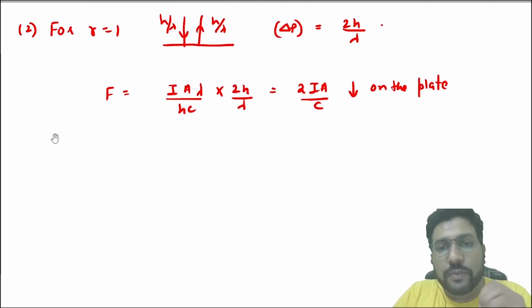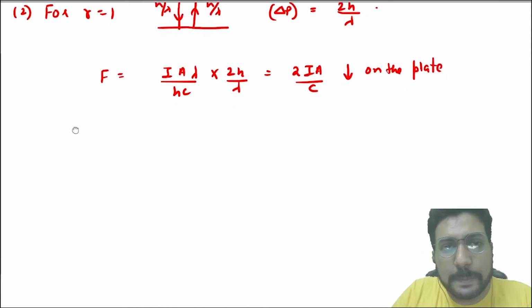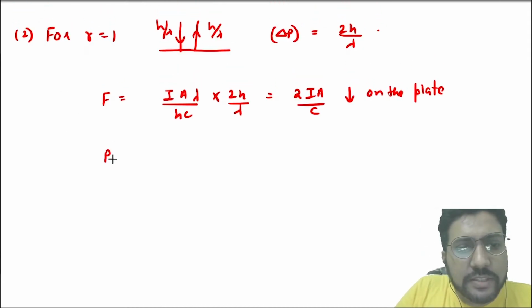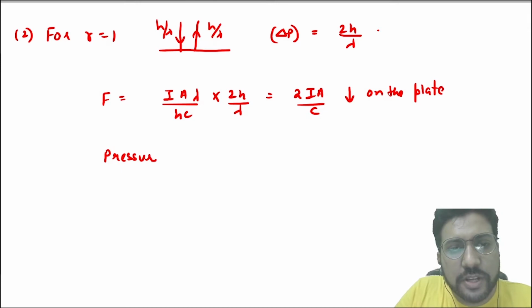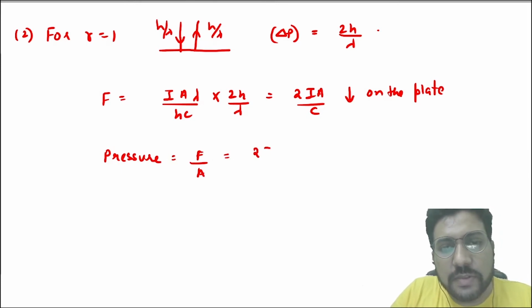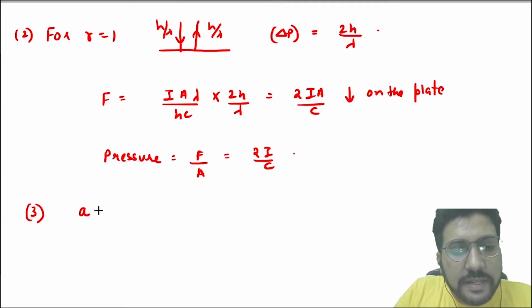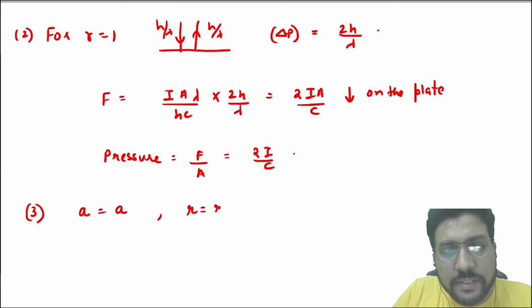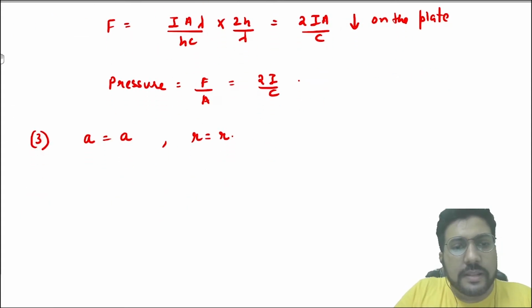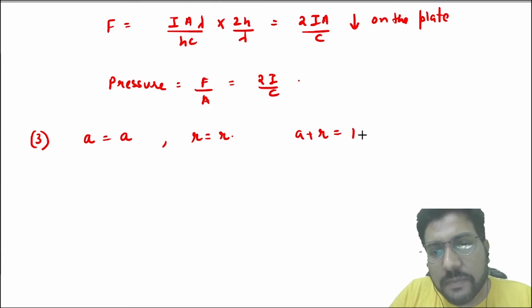So on the photons the force acts upward and on the plate the force acts downwards, right? And if they ask you the pressure, the radiation pressure is equal to force upon area, and that is equal to 2I by C. And the third case is when there is some absorptive coefficient and some reflective coefficient also. The absorptive coefficient and the reflective coefficient together sum to 1.